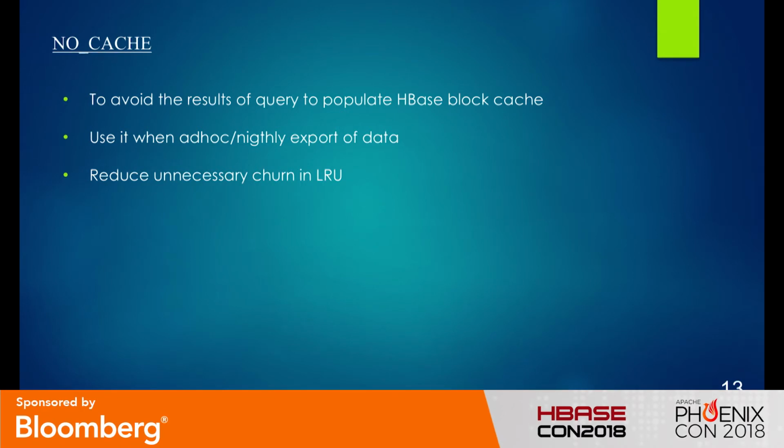At TrueCar, there is a use case wherein you do an ad hoc query or a nightly export of data just to send reports to external stakeholders. At that time, you just do a select star on a table. You do not want to populate the LRU, so for that particular query, you can use no cache. What it does is it avoids unnecessarily churning the LRU. So the LRU remains as is, and this query is not affecting it.